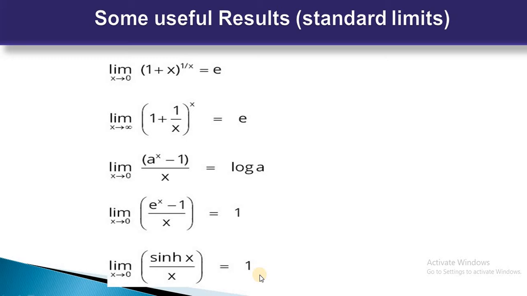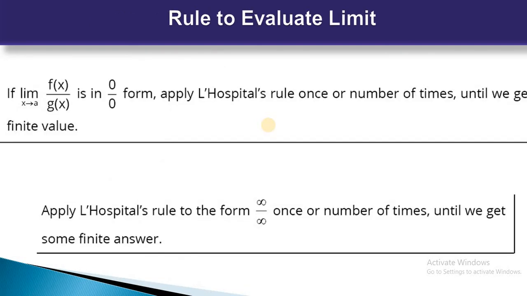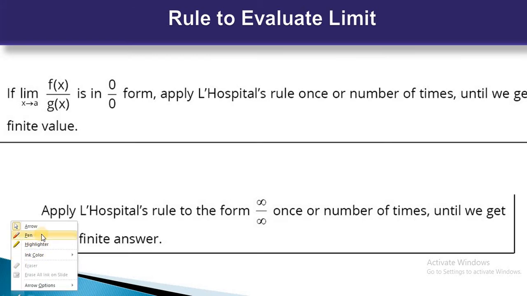So if we have this limit, we write the value of this limit directly. So we are using this as a standard result. Now how do we apply this L'Hospital rule? What is the rule to evaluate the limit?